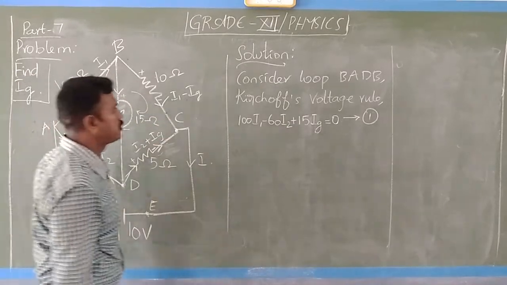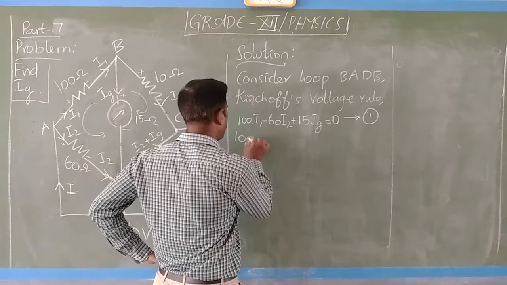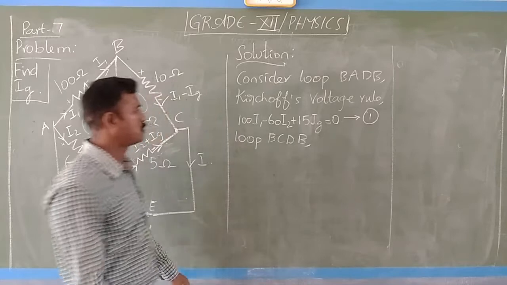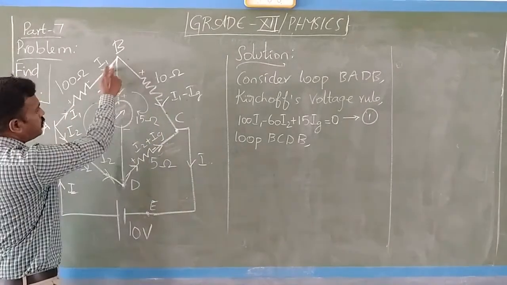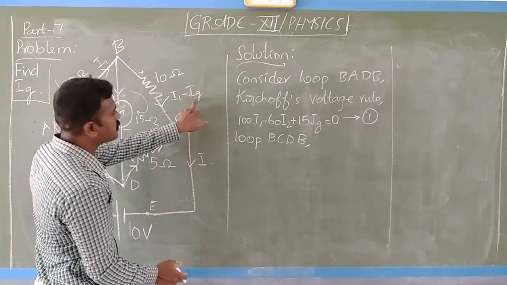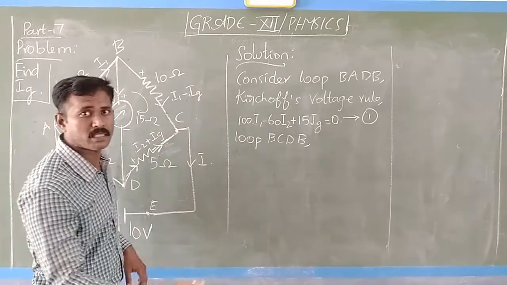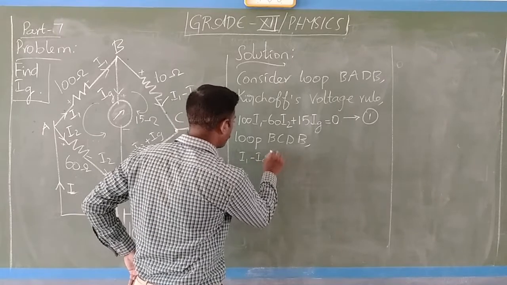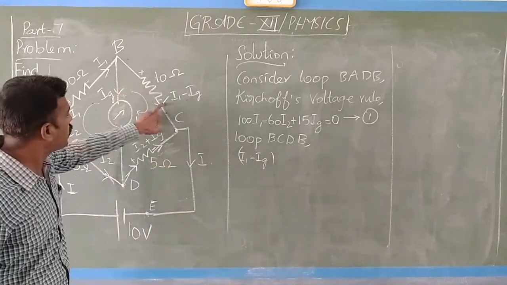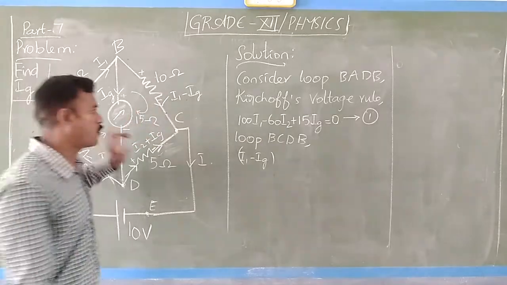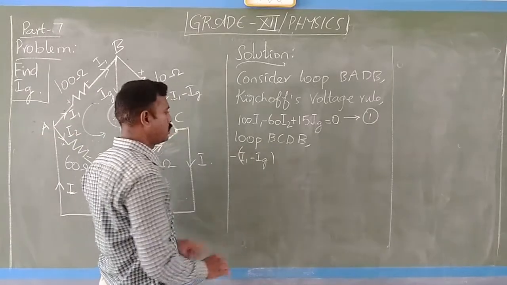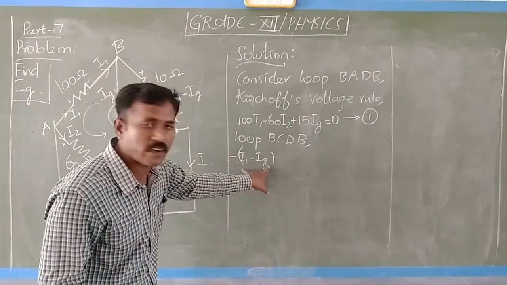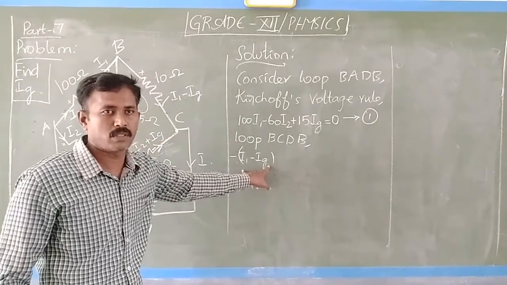And again I have written BCDB. So loop BCDB, second loop. So B to C is the same. I1 minus Ig. Current is I1 minus Ig. So I1 minus Ig. Positive to negative is a drop, so put a minus. Put brackets here, because it is two currents. So don't forget to put braces for this.